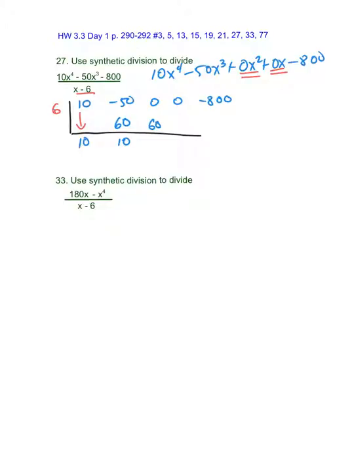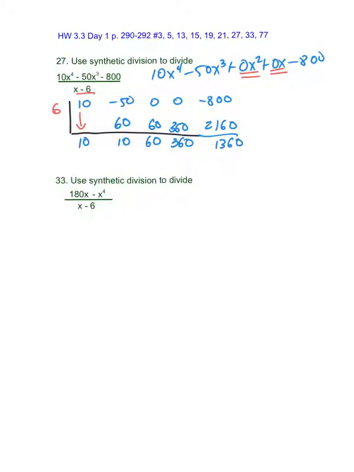0 plus 60 is 60. 6 times 60 is 360. And then you add 0 to 360, adding going down the column. That's 360. 6 times 360 is 2,160. Adding this column, negative 800 plus 2,160 is 1,360.